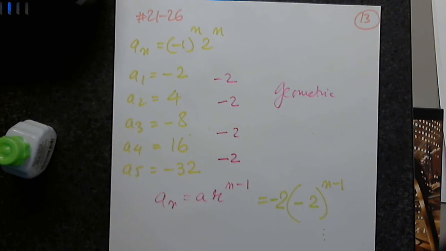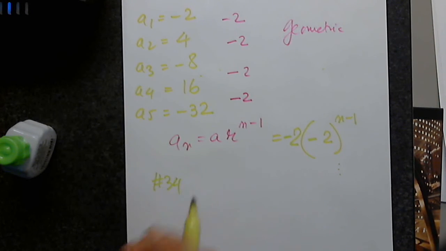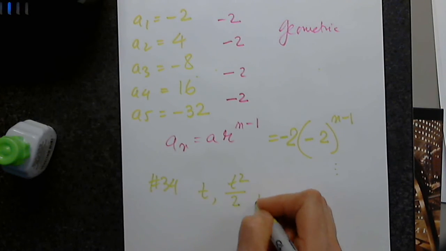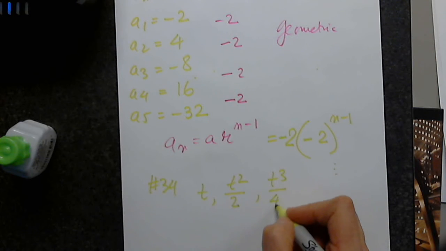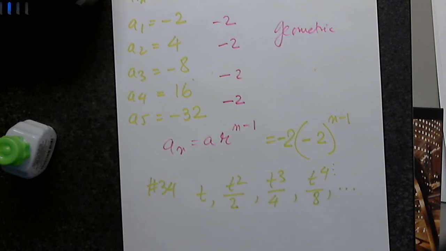Okay, determine the common ratio, the 5th term, and the nth term of the geometric sequence. So now we are told these are geometric. Number 34 caught my eye, unless you want to choose something else. In 34 we have t, t squared over 2, t cubed over 4, t to the 4th over 8, and so on. Determine the common ratio, the 5th term and the nth term of the sequence.